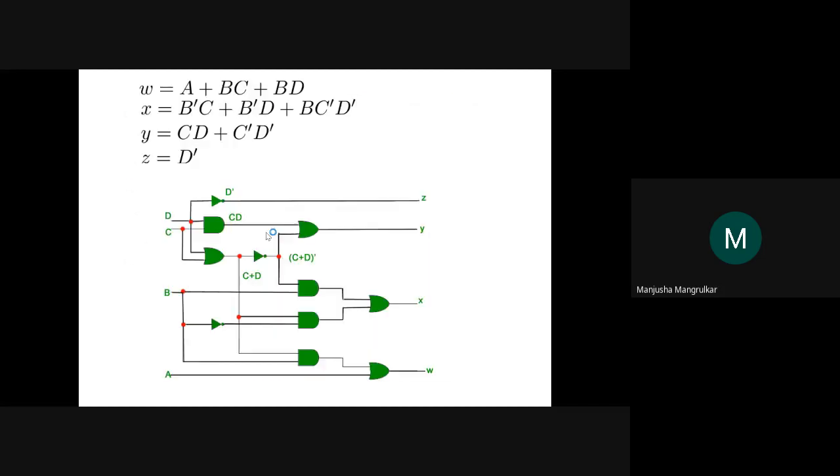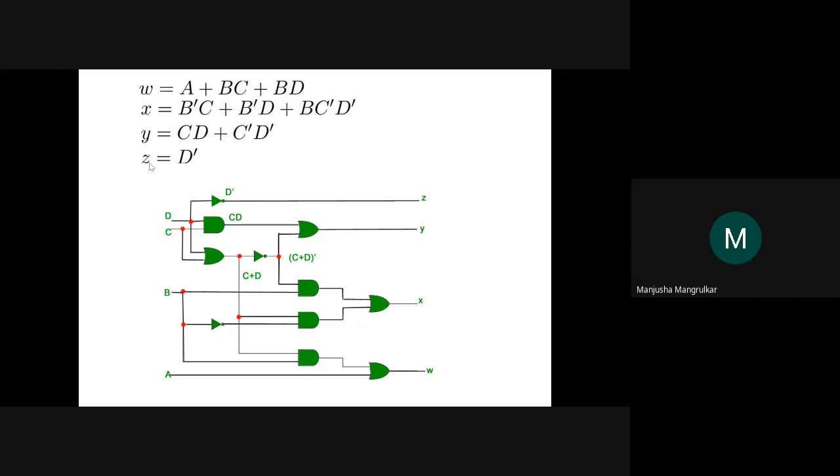Now we'll see. So W is equal to A plus BC plus BD. X is equal to B complement C plus B complement D plus B C complement D complement. This is denoted by the complement. Y is equal to CD plus C complement D complement, and Z is equal to D complement, right? So these A, B, C, D are the inputs. Now these are the A, B, C, D.